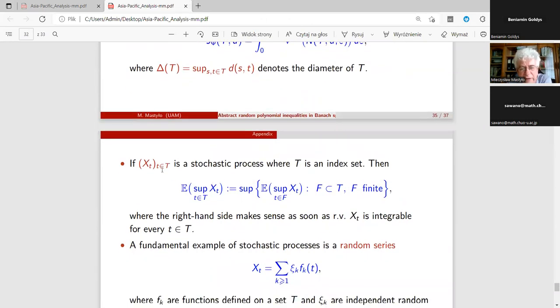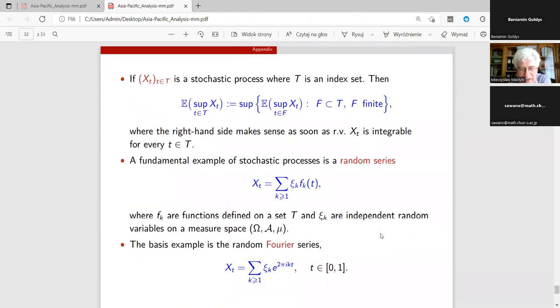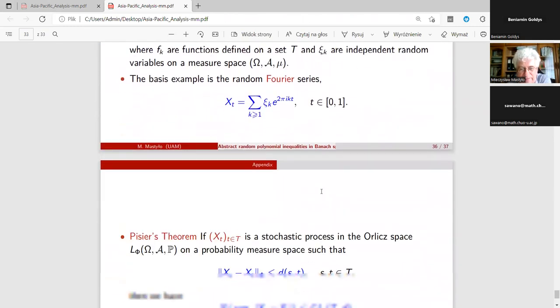So now we have a family of stochastic processes on T. And we have the expectation of the supremum, which is defined by the following, because it may be an uncountable family, so this function may not be measurable, but we mean this as follows. So look, for example, random stochastic processes is a random series of this type, or basic.